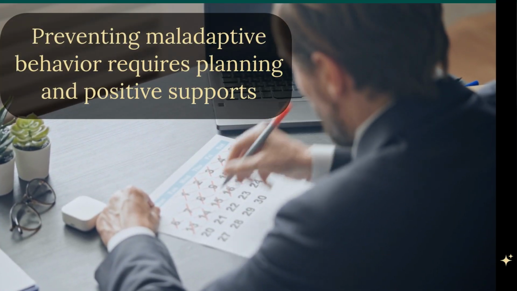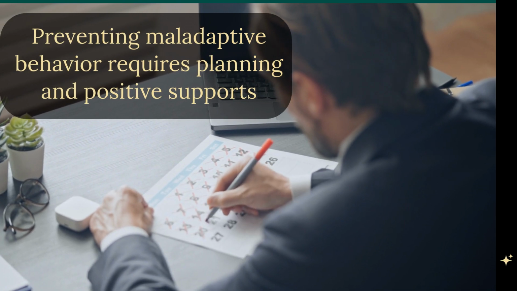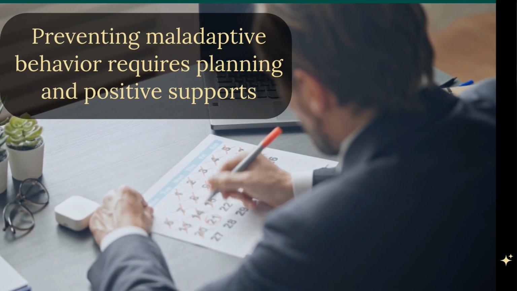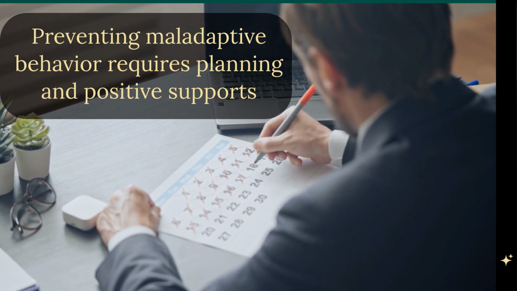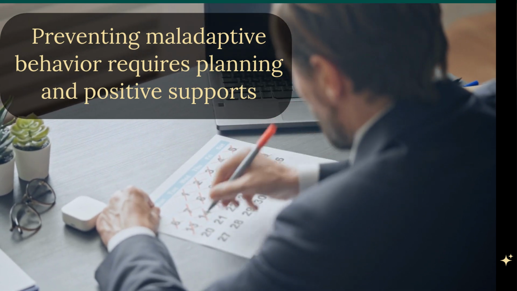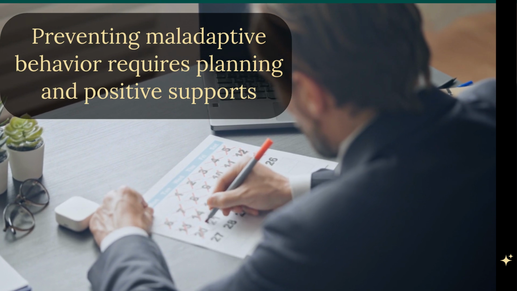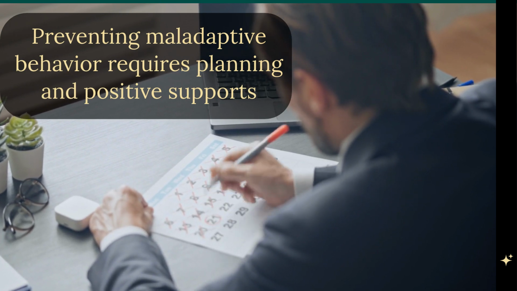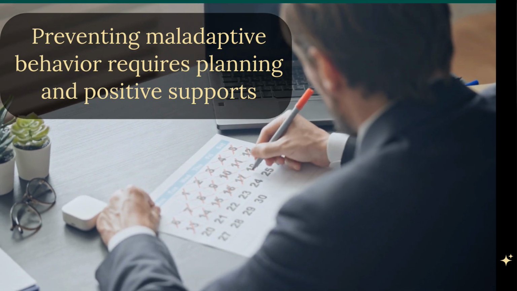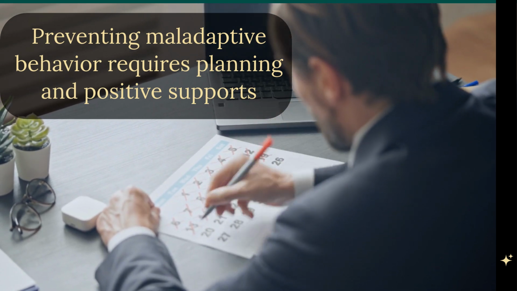Preventing maladaptive behavior involves positive supports and planning. Structured environments and clear communication are key. Engage individuals with meaningful activities and manage triggers. Sensory supports can help maintain calmness. Regular observation and planning are essential for success.